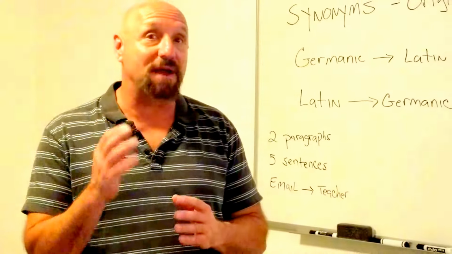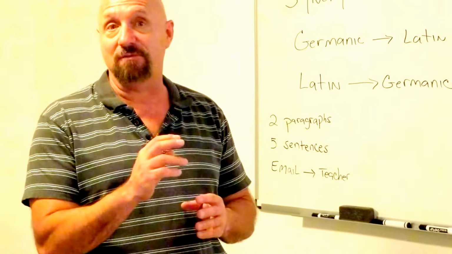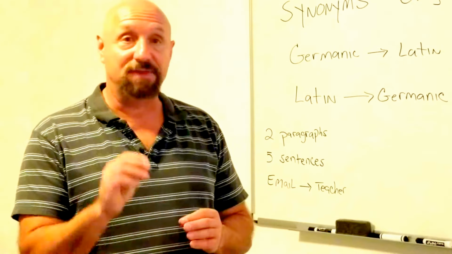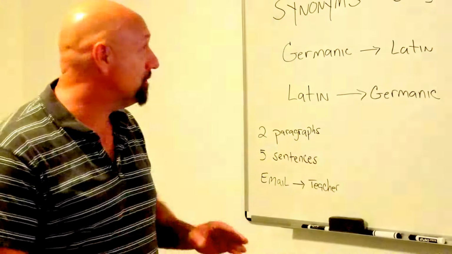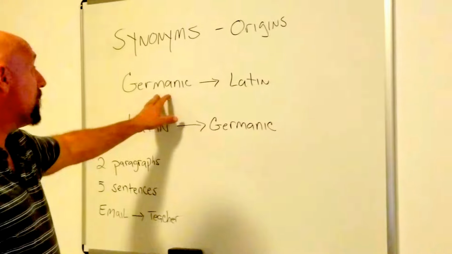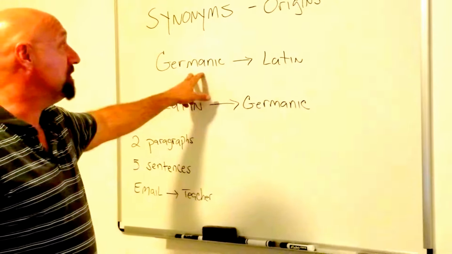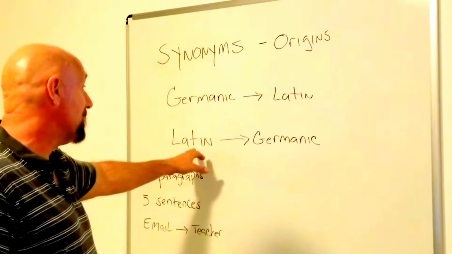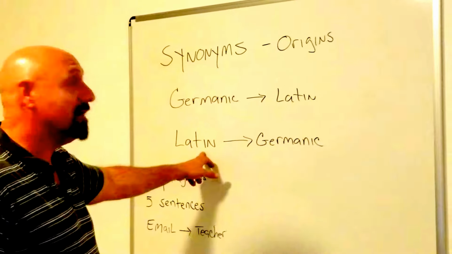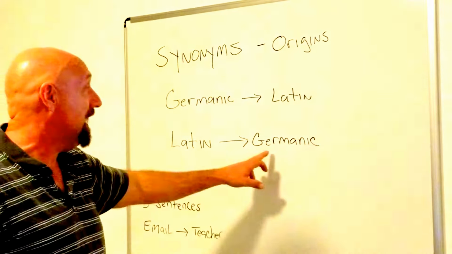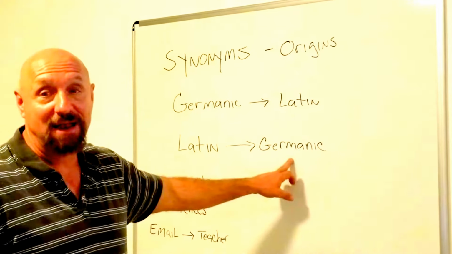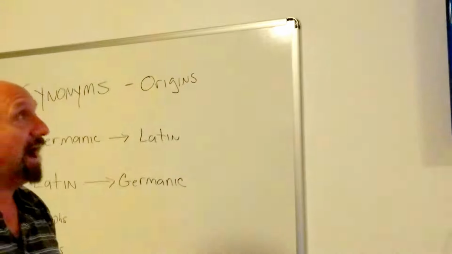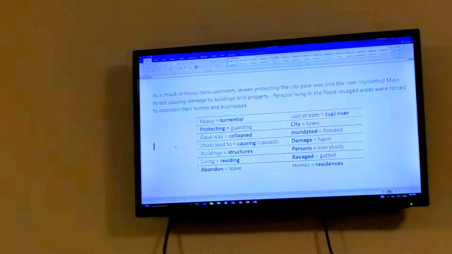Now we're going to read paragraphs and identify words that have a synonym of a different origin. For example, there will be words of Germanic origin, and they have a synonym of Latin origin. There'll be other words in the story that are of Latin origin, and they will have a synonym of Germanic origin. Now, look up here on the TV screen. I already did one paragraph myself.